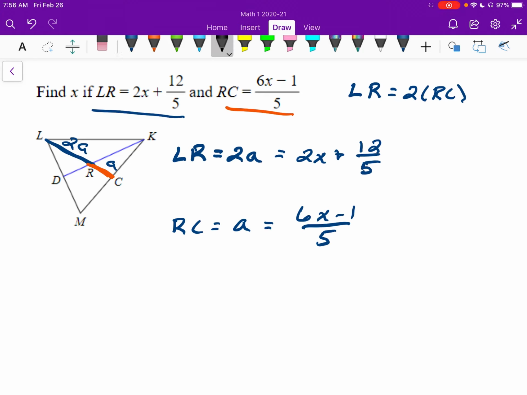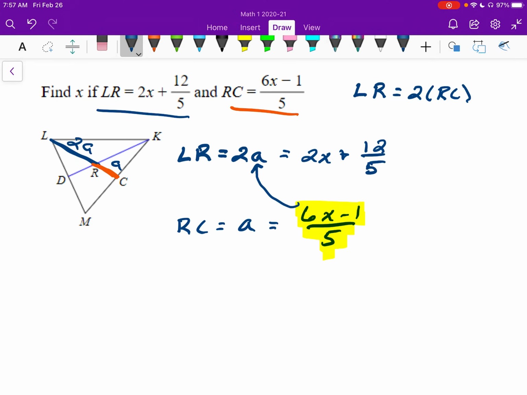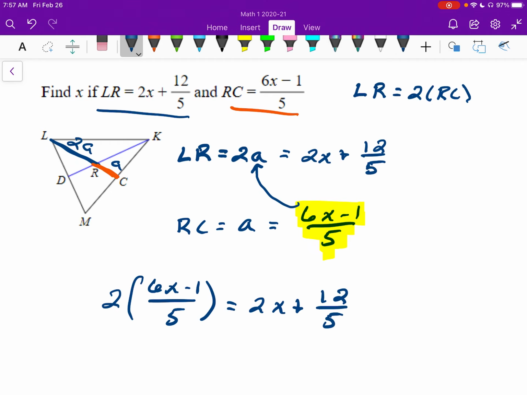Now what I'm going to choose to do here is take this A and plug it in to that A. If I had a 3 in front of this A down here, I'd have to solve for that. But in this case, it's already solved. It's already ready. We can just go about doing that. So I have my 2, and then I'm going to open big parentheses, and this is where I'm going to put in my yellow 6x minus 1 over 5. That's going to be equal to 2x plus 12 fifths.